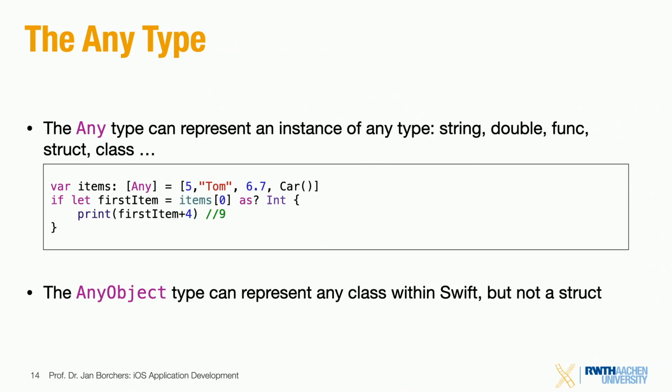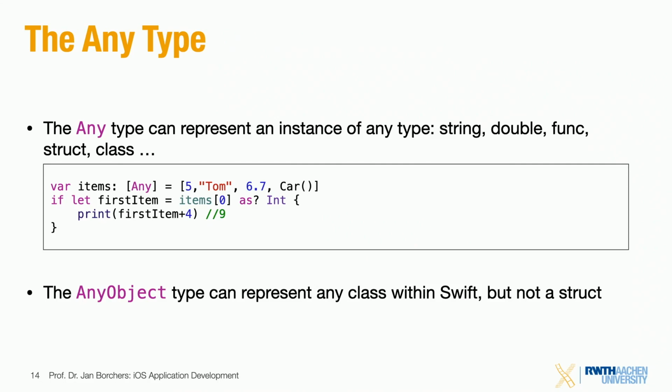All right, but what if I want to work with different types directly? In a tuple, for example, what you can use is the any type, and any can really be anything at that point. It can be a string, double, function, class, struct, really anything.